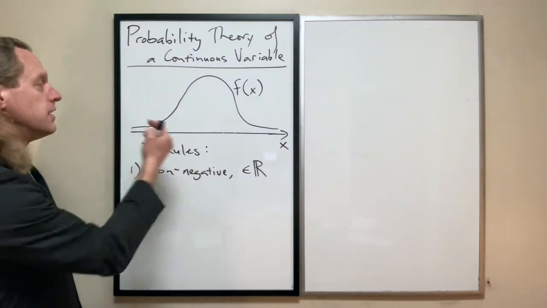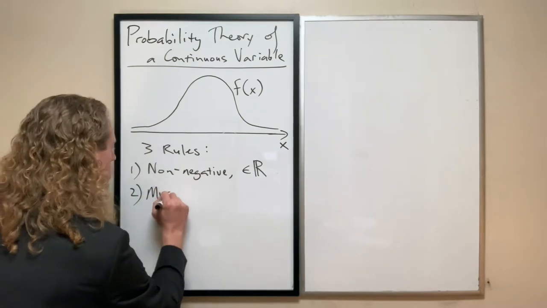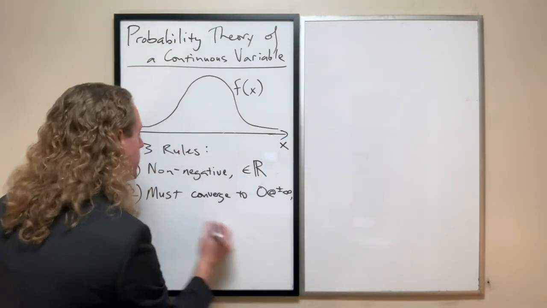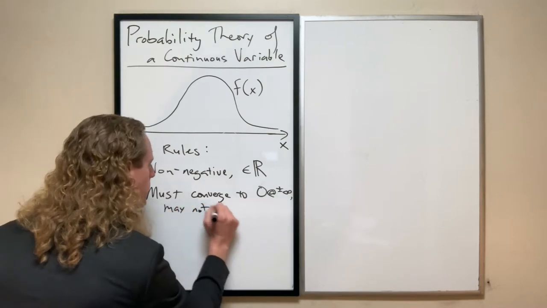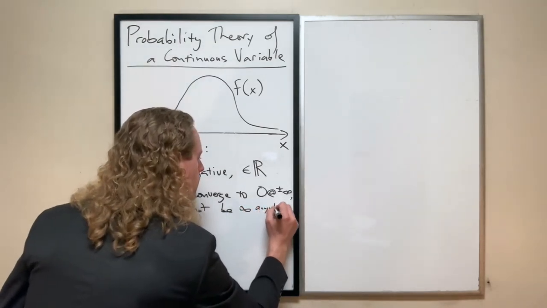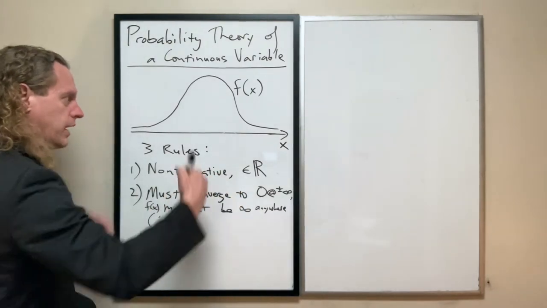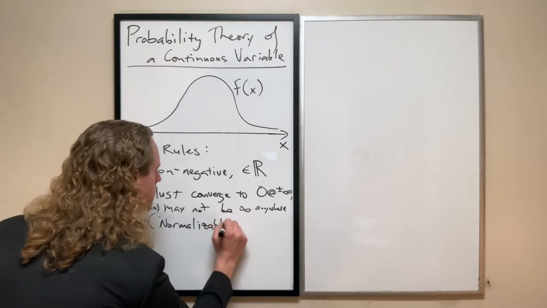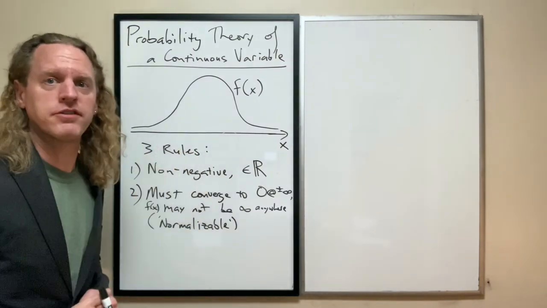Second, at negative infinity and at positive infinity, it has to converge to zero in the strictly mathematical sense. And not only does it have to converge to zero at the endpoints, it also may not be infinite at any point anywhere. F of x specifically may not be infinite. If it meets this criterion, where it converges to zero and it's not infinite anywhere, this is what we call normalizable. And that's a really important thing, to make sure that our function is in fact normalizable. If not, it simply can't be what we consider a probability function.